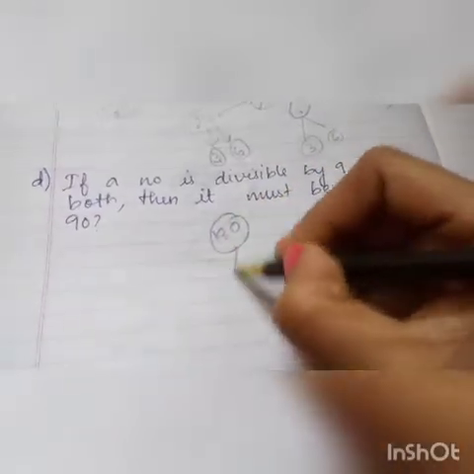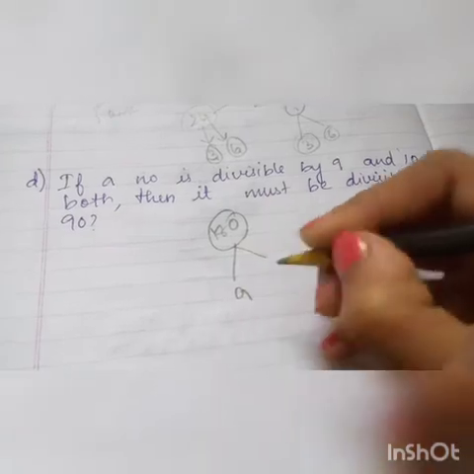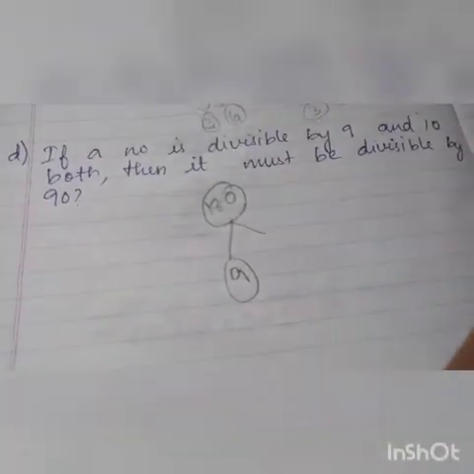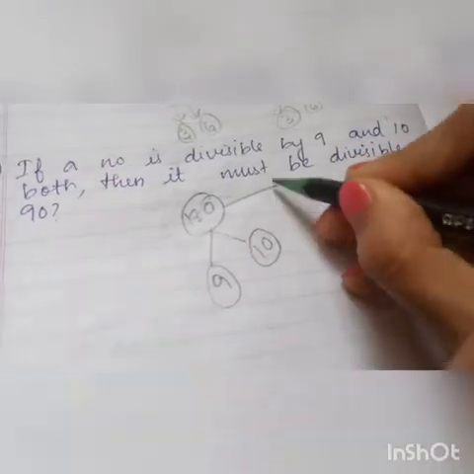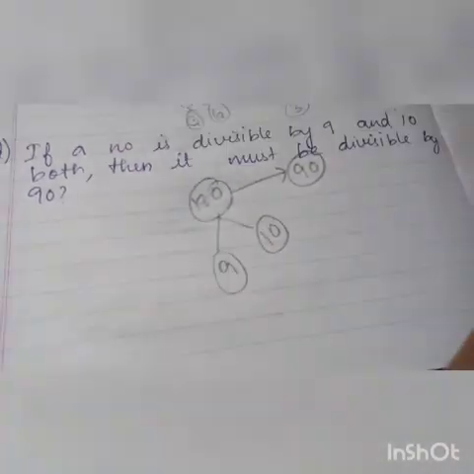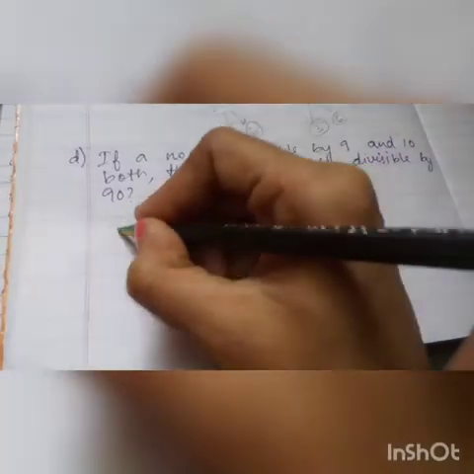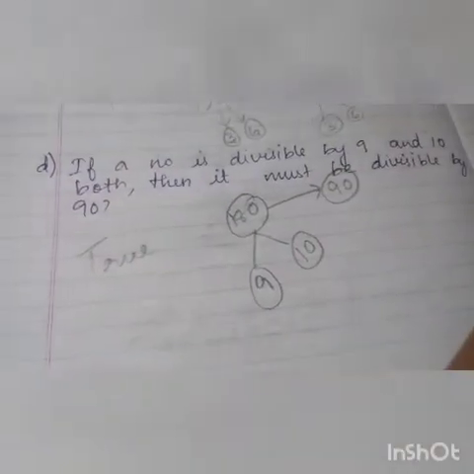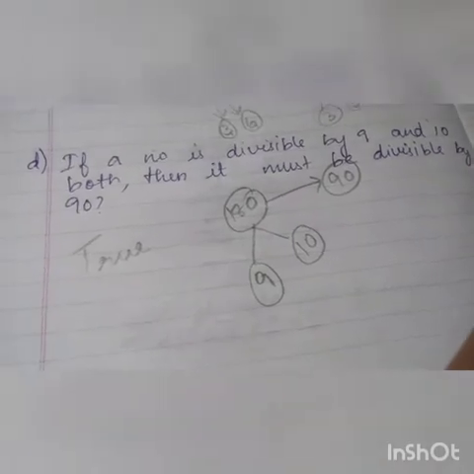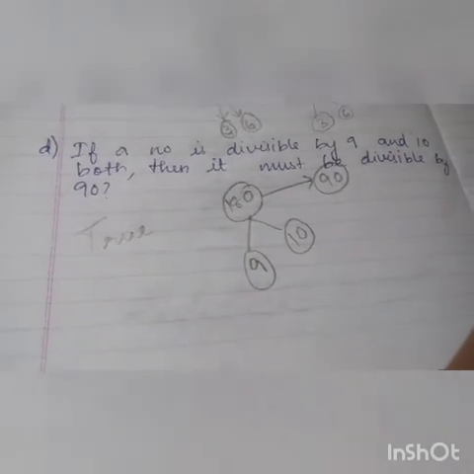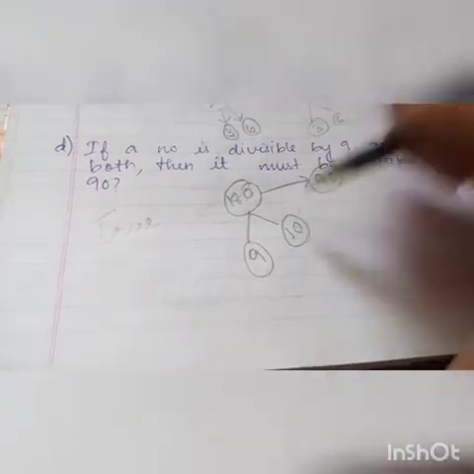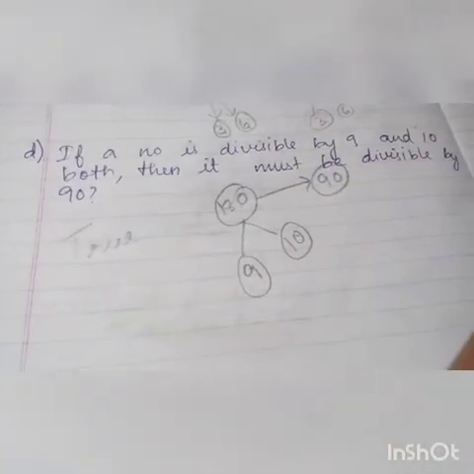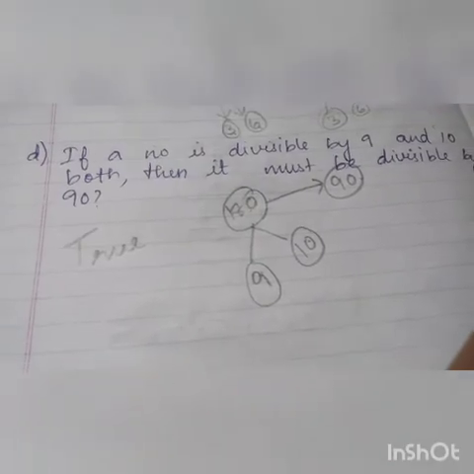Yes, actually this number is divisible by 9. Yes, it is divisible by 10, right? Yes, and it is also divisible by 90. So this statement is true. You can take any other number, no problem. Everything will satisfy this property, which means if it is divisible by 9 as well as 10, therefore it is divisible by 90 also. This is your D question.